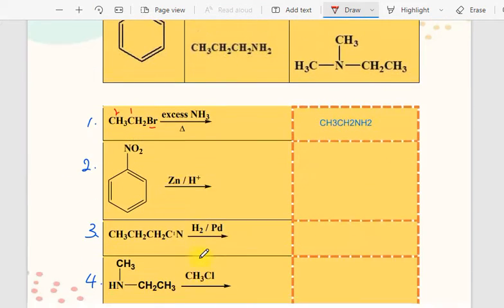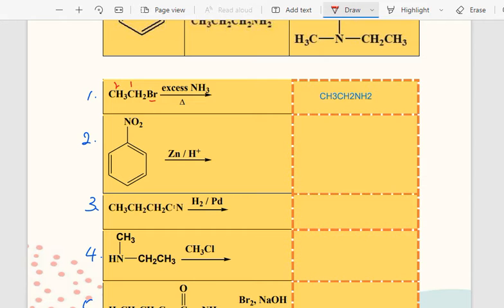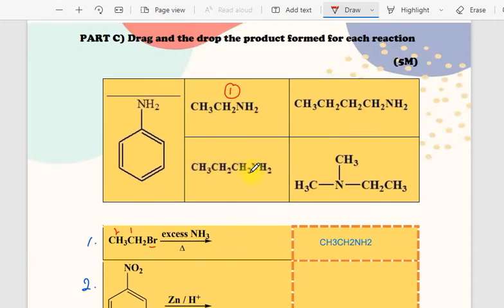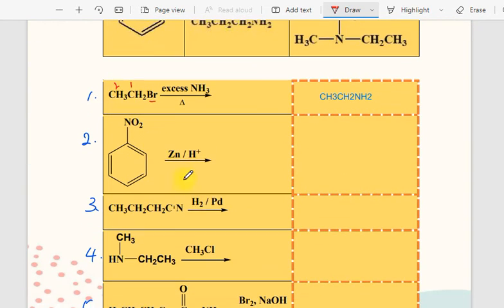Nitrobenzene reacts with acidified zinc. Not only acidified zinc, it can also be tin, zinc or iron, tin chloride, zinc or iron. Sorry, not iron chloride, it's iron. These three reagents actually undergo reduction. So reduction of a nitro compound forms aniline. So the answer for question number 2 is this one. Okay, next.